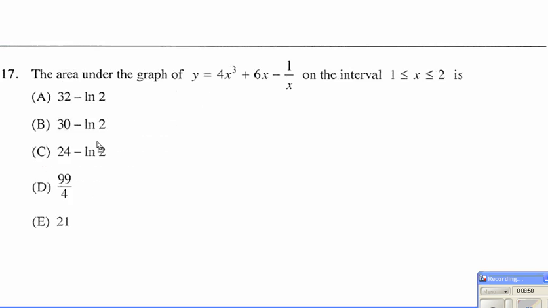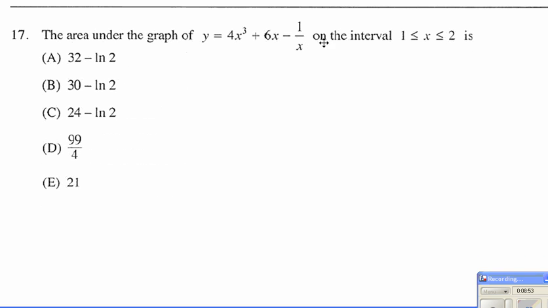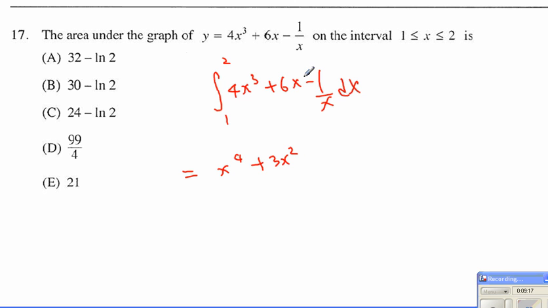Alright, number 17. Area under this graph. This simply means they want us to calculate this one from 1 to 2, 4x cubed plus 6x minus 1 over x dx. And when we take the antiderivative of each one, the first term becomes simply x to the fourth power. Second term becomes 3x squared. And then the third one, the antiderivative of 1 over x, becomes ln of x, from 1 to 2.